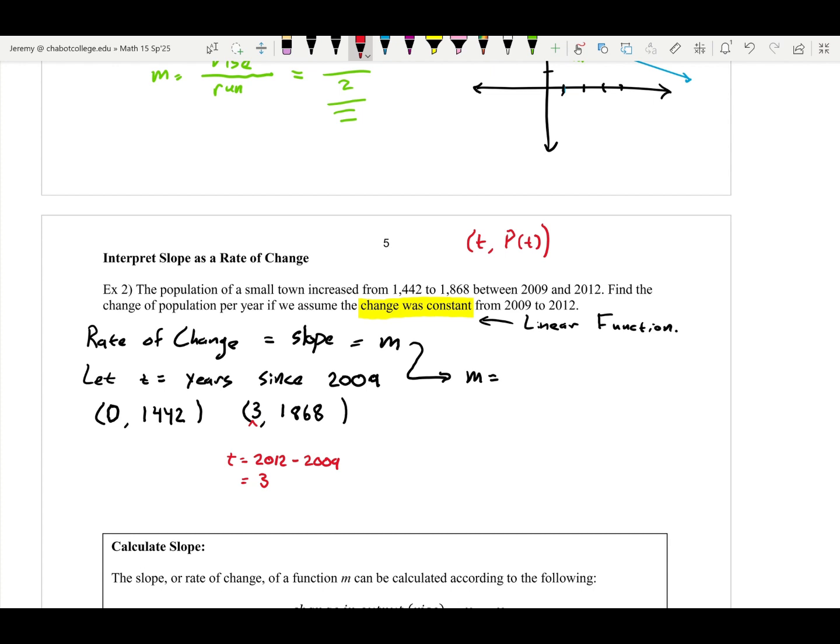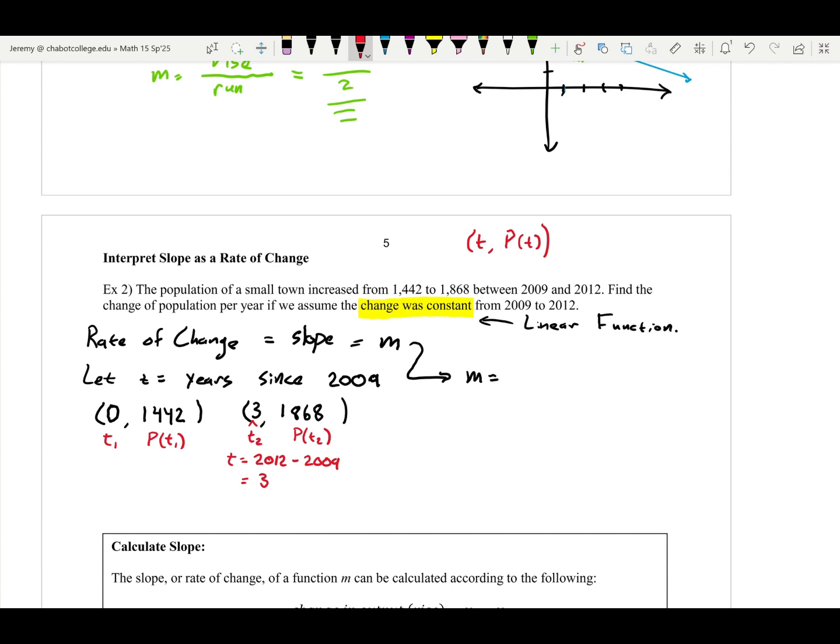And the way that we need to do that is carefully plug in these values into the slope formula. So rather than using x and y here, I'm going to use t and p of t. So we can call this our t1, and we can call 3 our t2. All right, and then this 1,442, normally I would call this y1, but here I'm just going to call it p of t1. All right, and then the 1868, this is going to be p of t2.